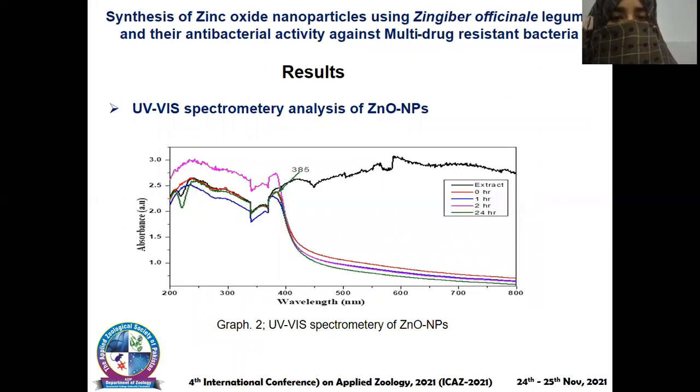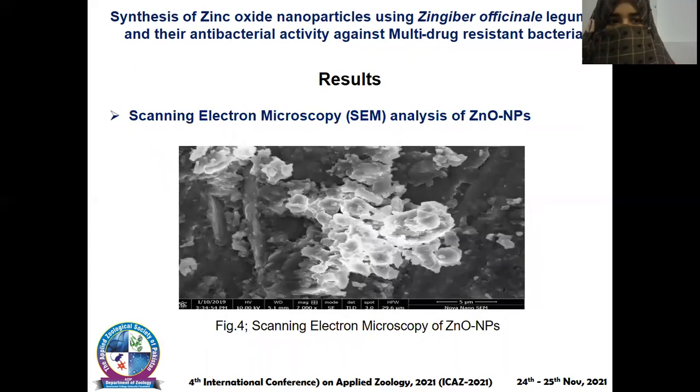The next one is characterization. UV spectrophotometer analysis of zinc oxide nanoparticles: in UV, they showed a sharp peak that confirmed the synthesis of zinc oxide nanoparticles and also their involvement with the natural reducing agent present in the rhizome extract. The next one is SEM, scanning electron microscopy. In this image of zinc oxide nanoparticles, we observe loose morphological aggregates, irregular and cubical with various sizes.